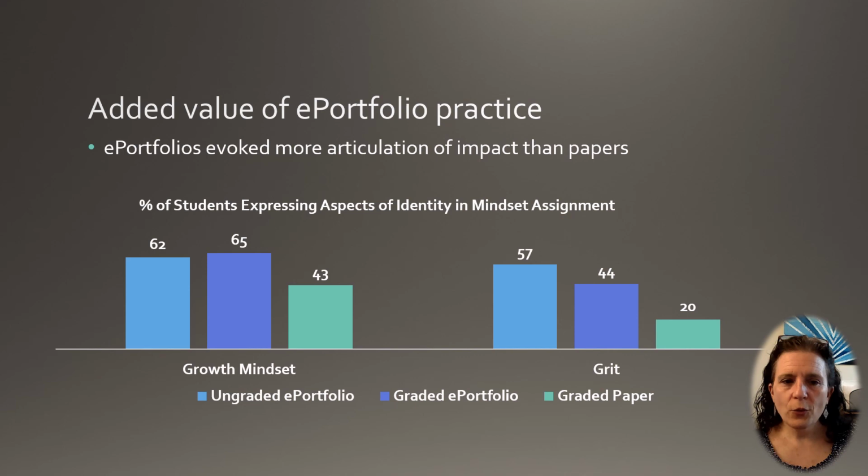What this graph is showing is, on the left-hand side, the percentage of students who said they had a growth mindset. And on the right-hand side, it's the percentage of students who said something about wanting to be gritty in the future, so wanting to persist in the face of difficulty.